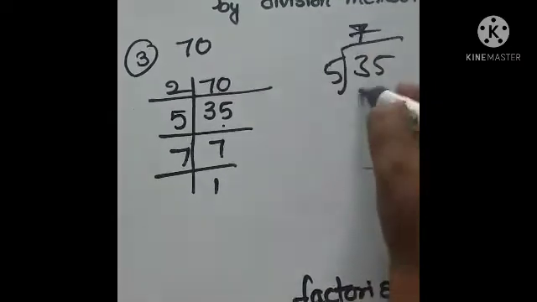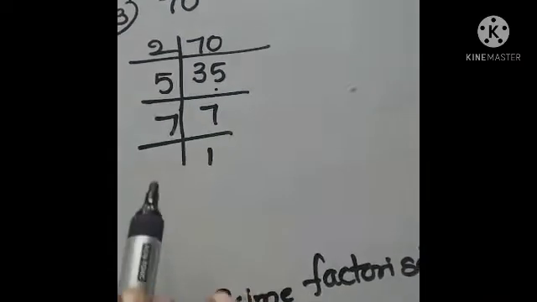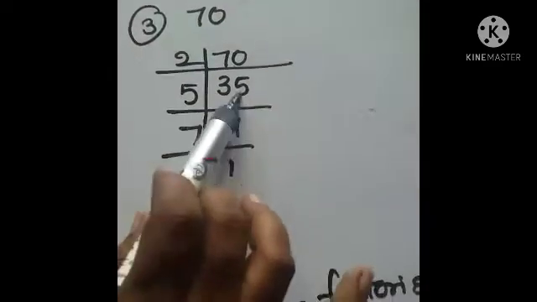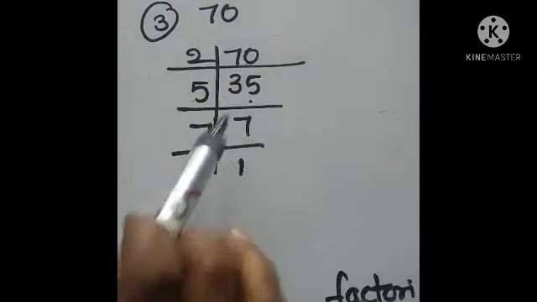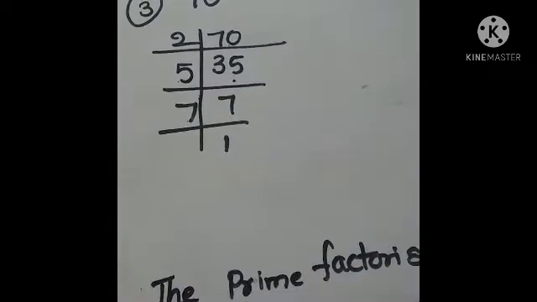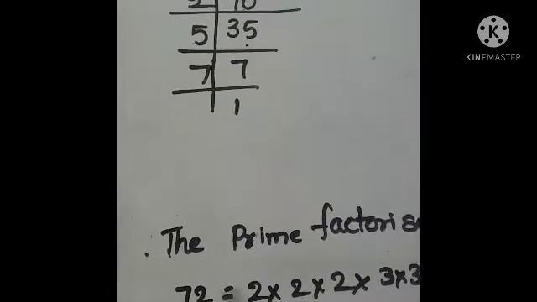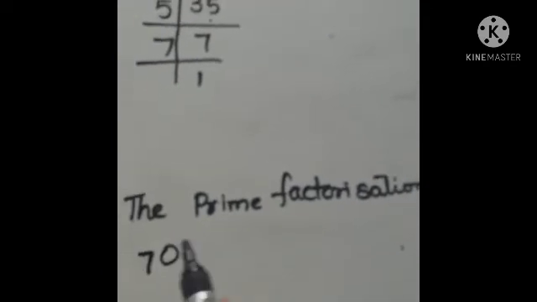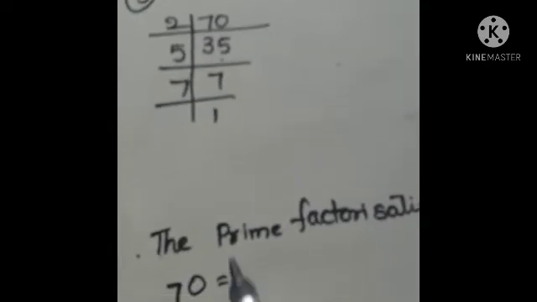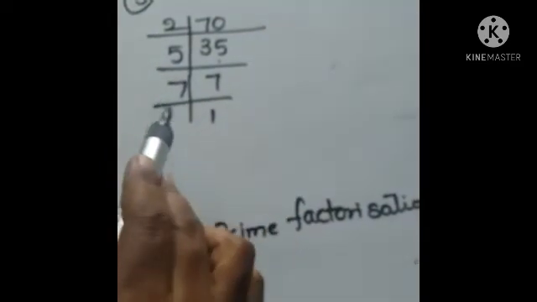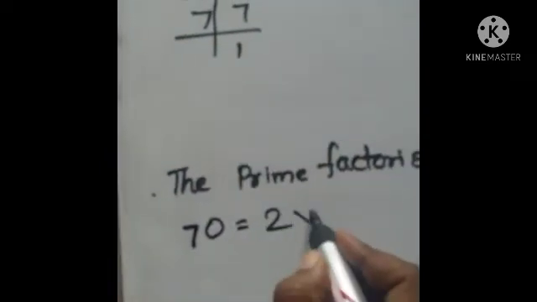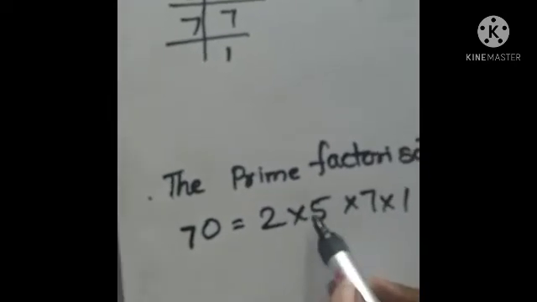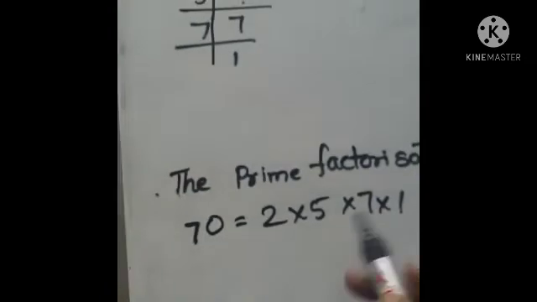5 sevens are 35. Repeat this process. Okay? 2 35s are 70. 5 sevens are 35, 7 ones are 7. So the prime factorization of 70 is 2 into 5 into 7 into 1. 5 2s are 10, 10 7s are 70.